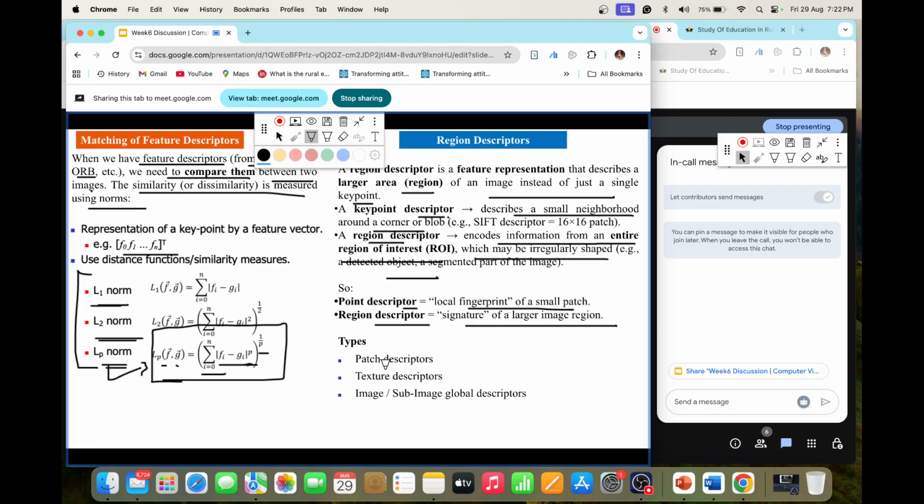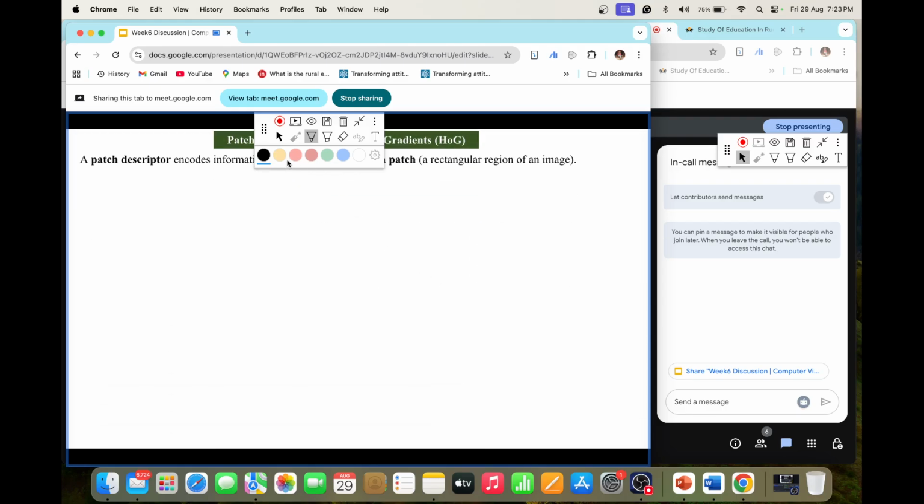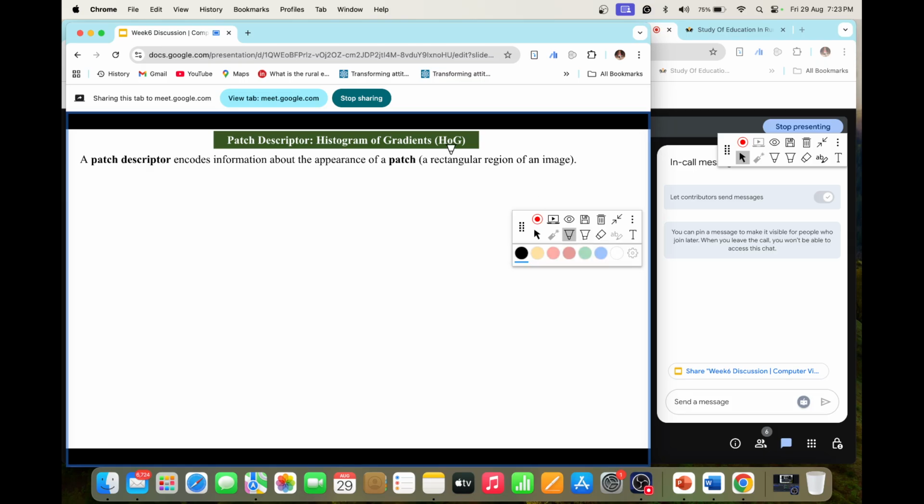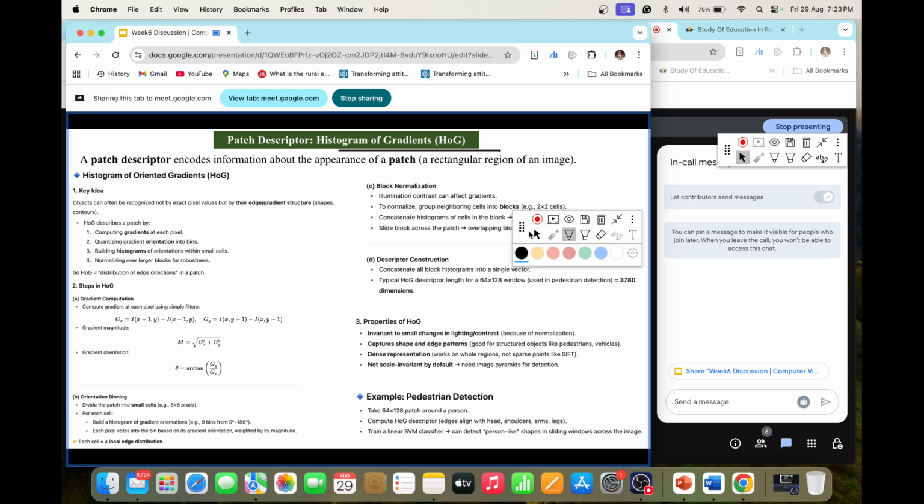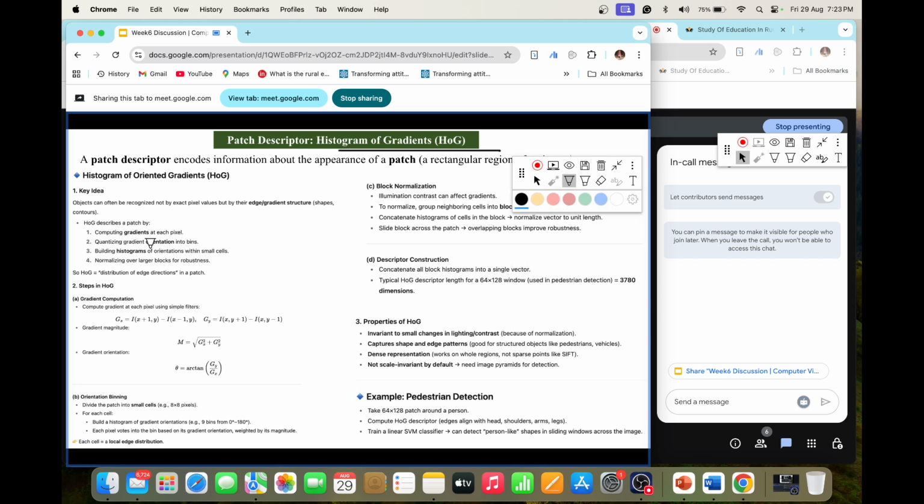The types are patch descriptors, texture descriptors, and image or subimage global descriptors. Now let's discuss patch descriptors. One patch descriptor that has been discussed in your courses is histogram of gradient, or HOG. A patch descriptor encodes information about the appearance of a patch. The key idea is to compute the gradient of each pixel, quantize the gradient orientation, build a histogram, and normalize over the larger block.